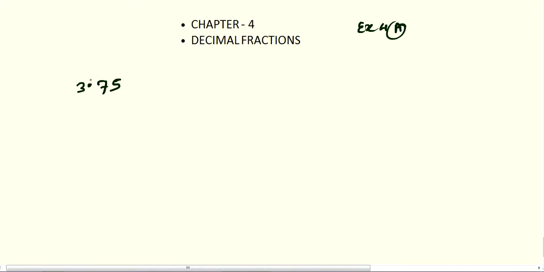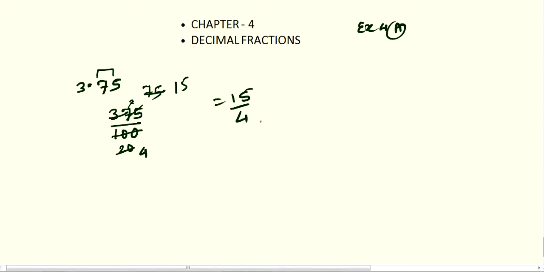In this, after decimal you are having two places. So it will be like 375 upon 100. Clear? Now both are divisible by 5. 5 7s are 35, 2 remaining, this 5 will become 25, 5 5s are 25, then 5 2s are 10 followed by 0, 5 15s are 75, 5 4s are 20. So answer is 15 by 4. Further you can't reduce this. So like this you have to solve question number 1.